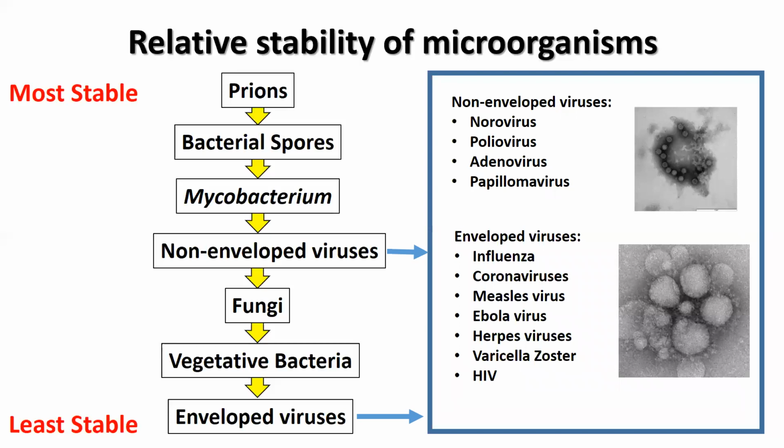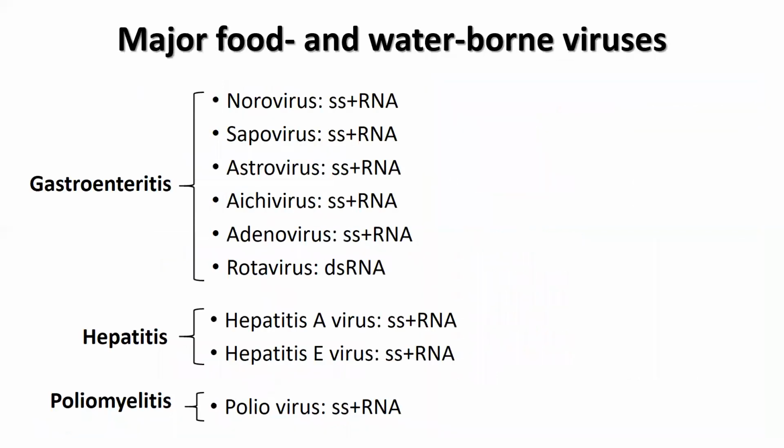Non-enveloped viruses, including norovirus, poliovirus, adenovirus, and others, are similar to bacterial spores and Mycobacterium in their resistance to heat and sanitizer inactivation. Due to this fact, they remain infectious in the environment for long periods of time. Enveloped viruses, including influenza viruses, coronaviruses, measles virus, and others, generally do not survive for long periods of time in the environment outside of the body. They can also be easily inactivated by heat and chemical treatments.